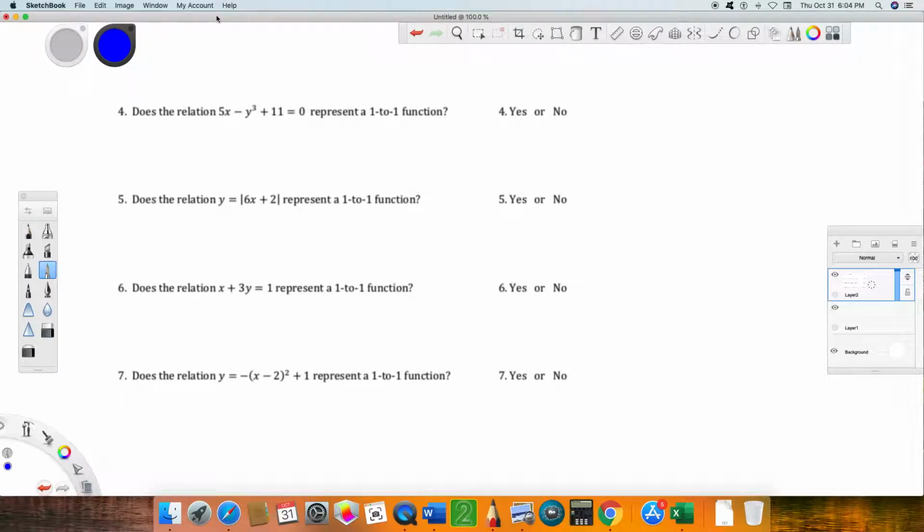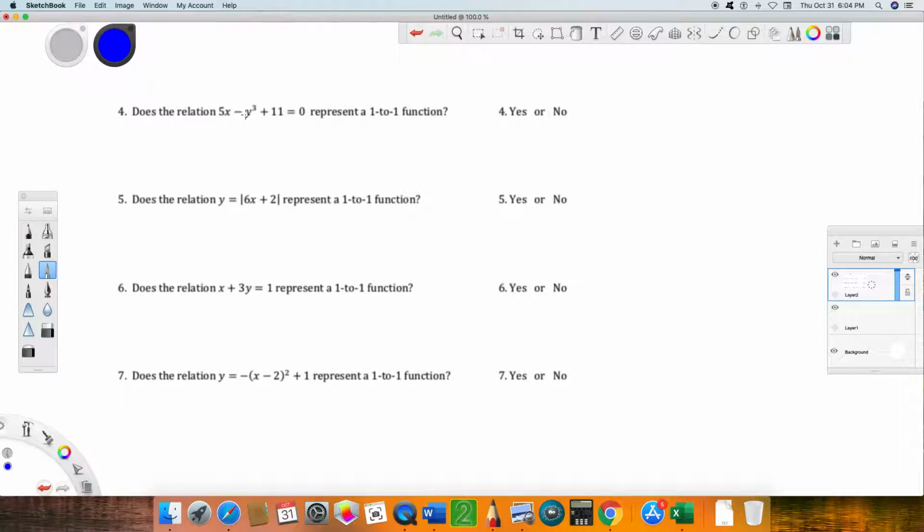Let's take a look at problems 4 through 7. We want to determine if the relation that's given is a one-to-one function. So first we need to determine if it's a function. If we look at problem number 4, remember that we had some general rules of thumb about the variable y.